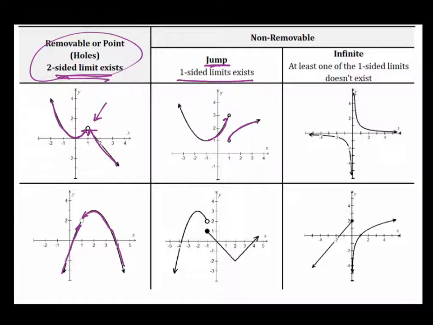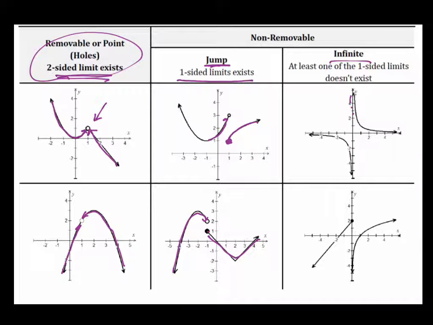Same thing here. And by the way, for a jump, one of these could be filled in and it's still not going to be continuous, right? One can be a filled-in hole. Here's the same thing, only this time from the left it equals 2, from the right it equals 1. So it's not continuous because the left doesn't equal the right, so the limit doesn't exist.